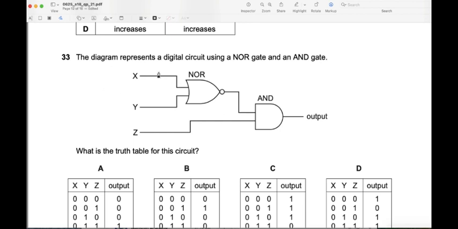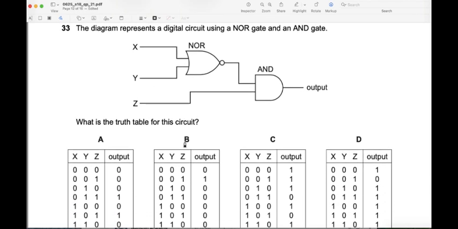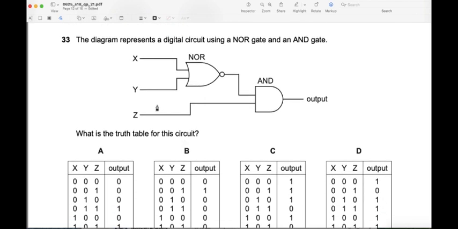Now, this topic we're going to cover in the foreseeable future. We're going to cover the logic gate, and we're going to make a video for the logic gate. Now the diagram represents a digital circuit using a NOR gate and an AND gate. Why is it NOR? Because of this circle here. Otherwise, if there was no circle here, this would have been an OR gate.